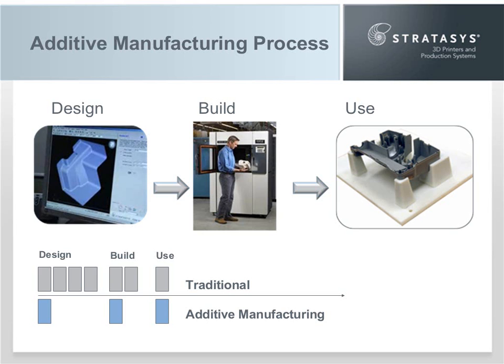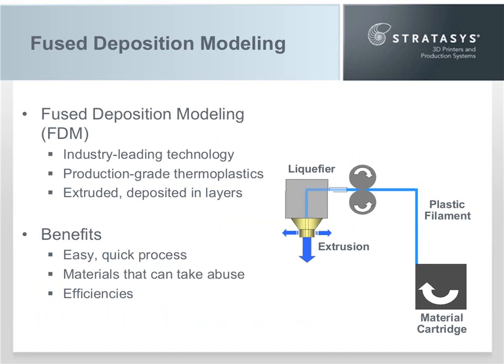It's also much easier to go back through the cycle and repeat if you've got a new design iteration. The Stratasys technology is Fused Deposition Modeling. It's an industry-leading technology that's been around for a number of years. One of the real benefits is that Stratasys equipment uses production-grade thermoplastics, so it can withstand some of the demands of the manufacturing environment. This thermoplastic material is extruded and deposited in layers.